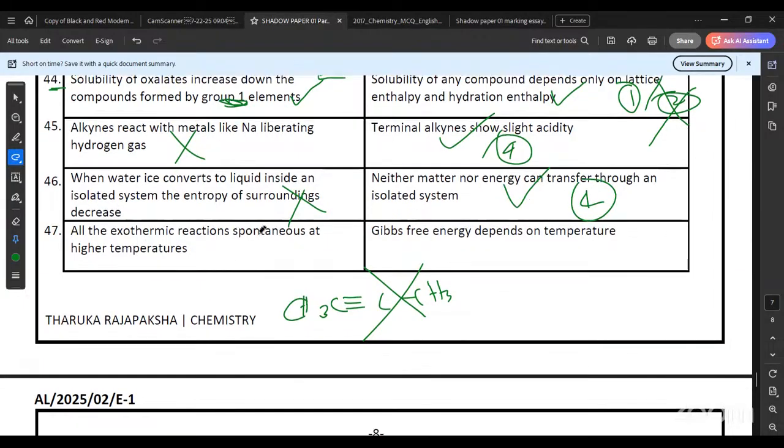All exothermic reactions are spontaneous at higher temperatures. Same again, there are some reactions which will become non-spontaneous when the temperature increases. Gibbs free energy depends on temperature. Is correct. Answer 4.